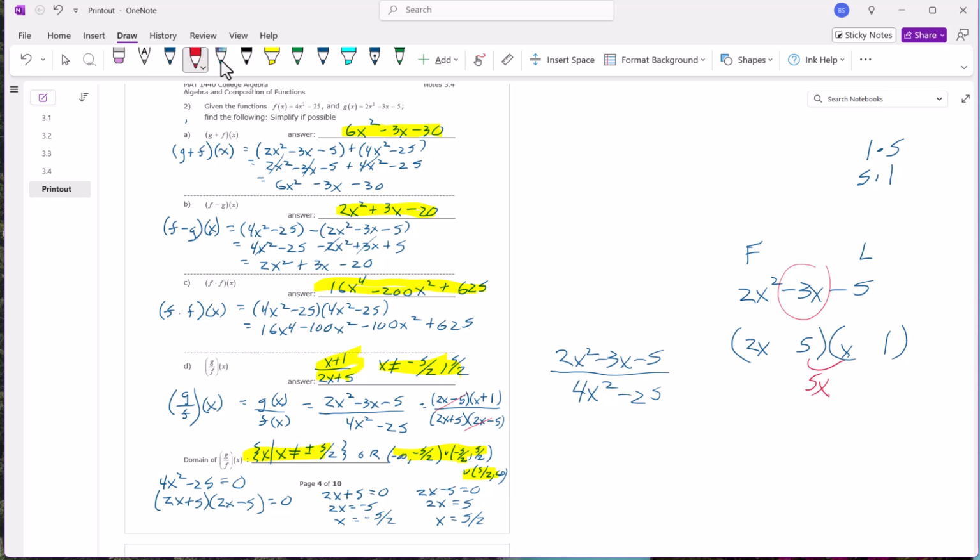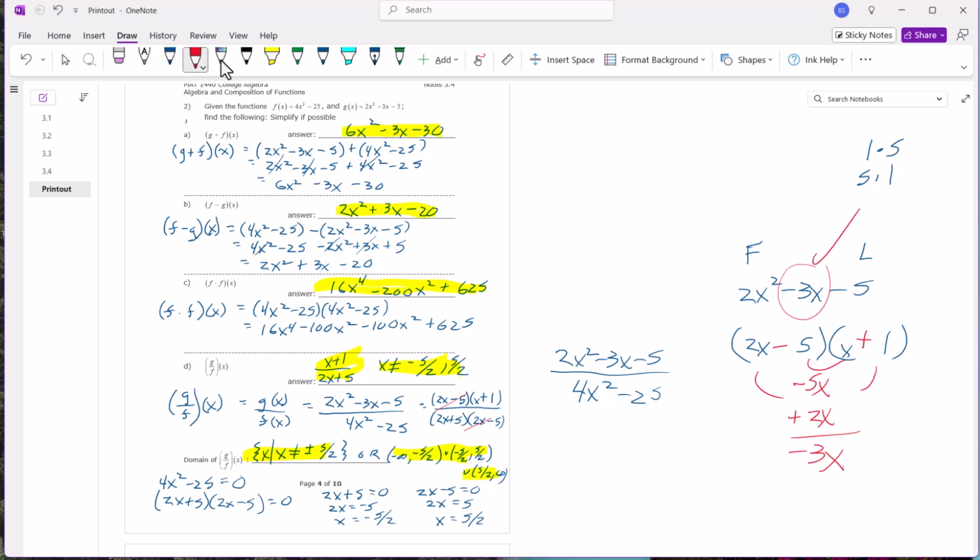So that's 5x. Outside term 2x times 1 is 2x. The question becomes, how do I make those two things add up to negative 3? Well, I accomplish that if the 5's negative and the 1 is positive. Okay, and that's how that goes.